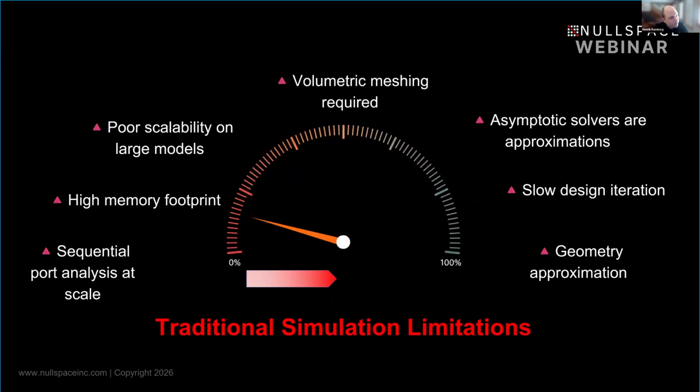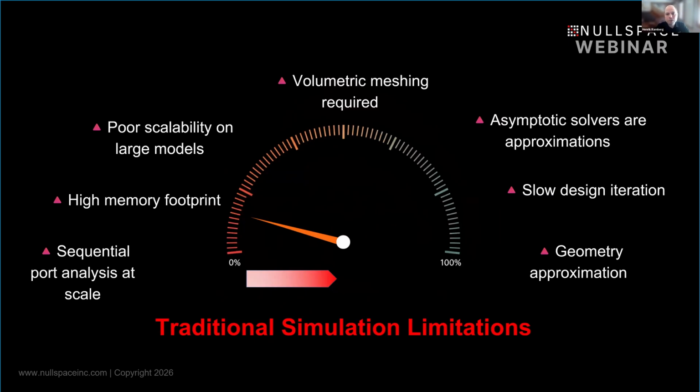Yeah, I already started talking a little bit about pointing out a few things about traditional simulation limitations. We have the sequential port analysis at scale. That is also true, for example, if you run the HFSS frequency domain solver, which will probably not even be practical for the cases we have shown here today. But if you did that, they will turn on that iterative solver that will also be port by port simulation.